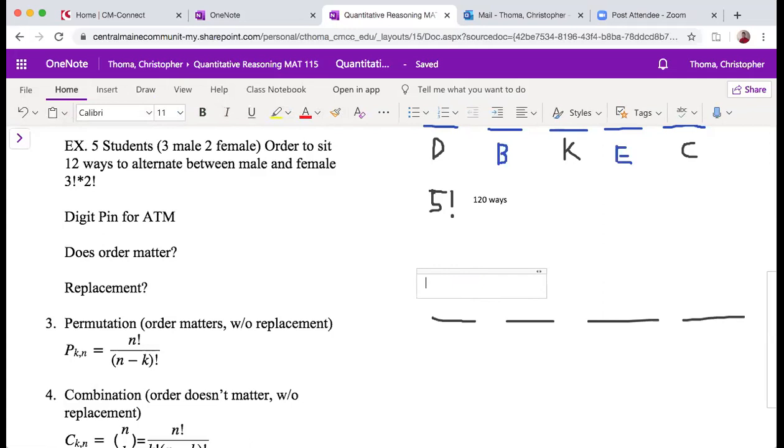Can you use the same number twice for your PIN? Yes. Probably shouldn't, but you can. So that means for this, I don't even need this box. I can just write these.